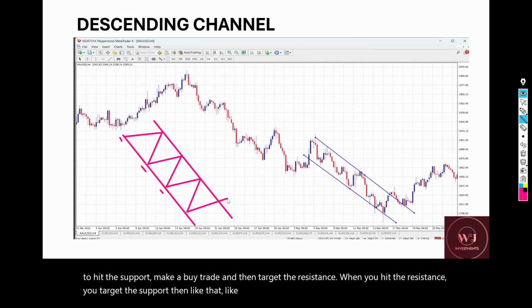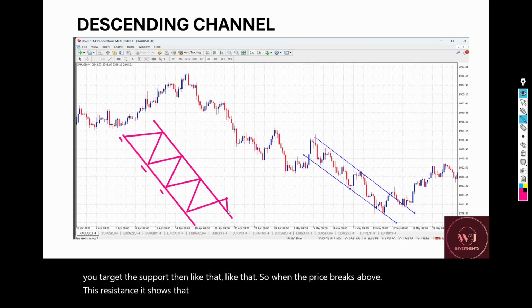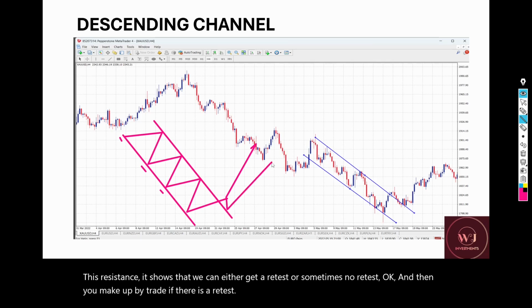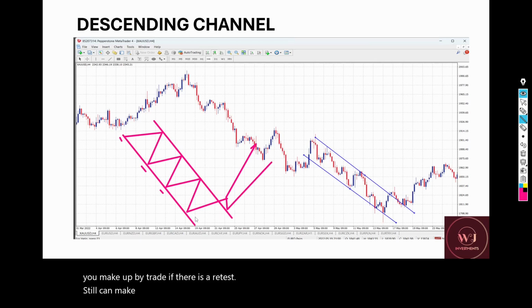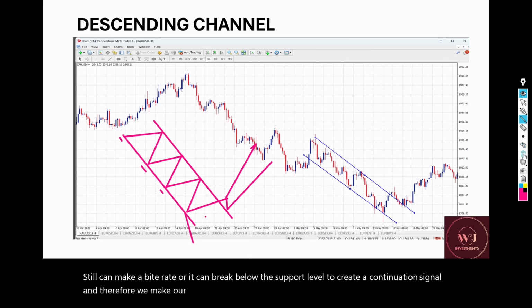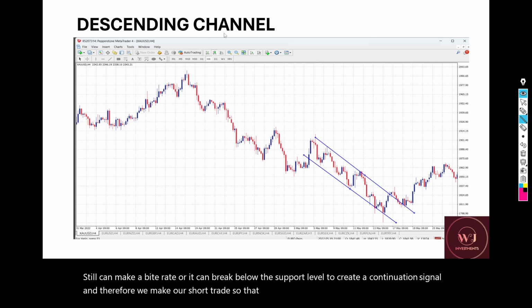So when the price breaks above this resistance, it shows that we can either get a retest or sometimes no retest. Okay, and then you make a buy trade. If there is a retest, still we can make a buy trade, or it can break below this support level to create a continuation signal, and therefore we make our short trade. So that is how we trade these channels.